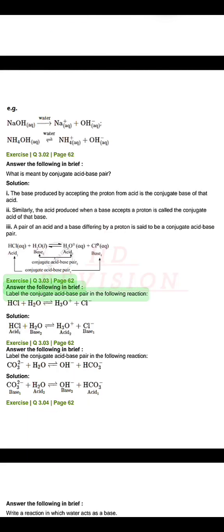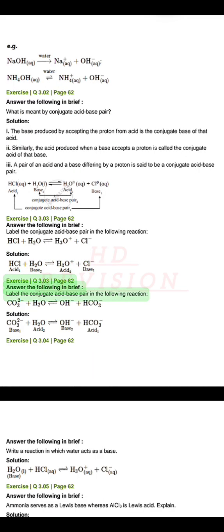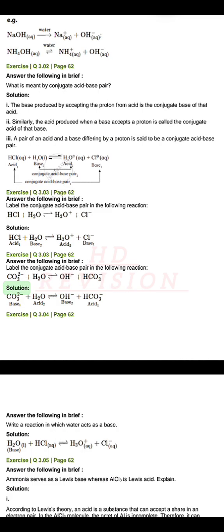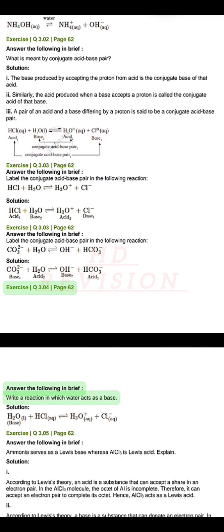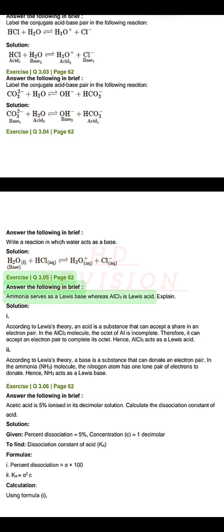Exercise Q3.03, page 62. Answer the following in brief. Label the conjugate acid-base pair in the following reaction. Solution. Exercise Q3.04, page 62. Answer the following in brief. Write a reaction in which water acts as a base. Solution.